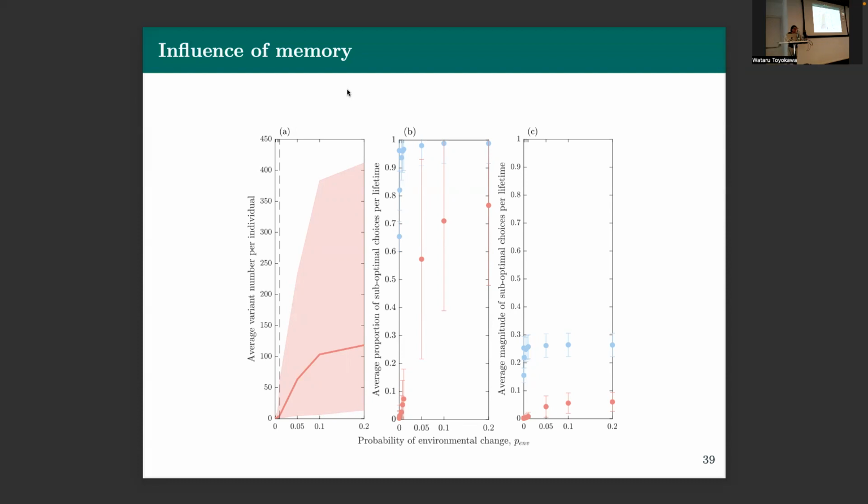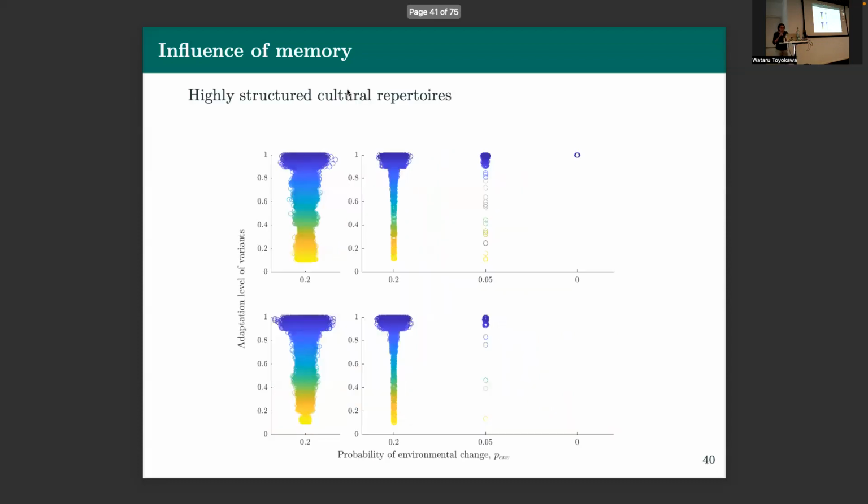What's happening here? Well, it's interesting, let's look at that first. It's, in some sense, how the cultural repertoires are shaped. What you see on this slide is how we try to represent the difference between the situation where you can forget and where you cannot forget. This is the highest environmental instability we have. This is the situation where you basically accumulate variants without forgetting, and that's the situation where we allow forgetting to evolve. And what you see very clearly is that in this situation, our repertoire is structured.